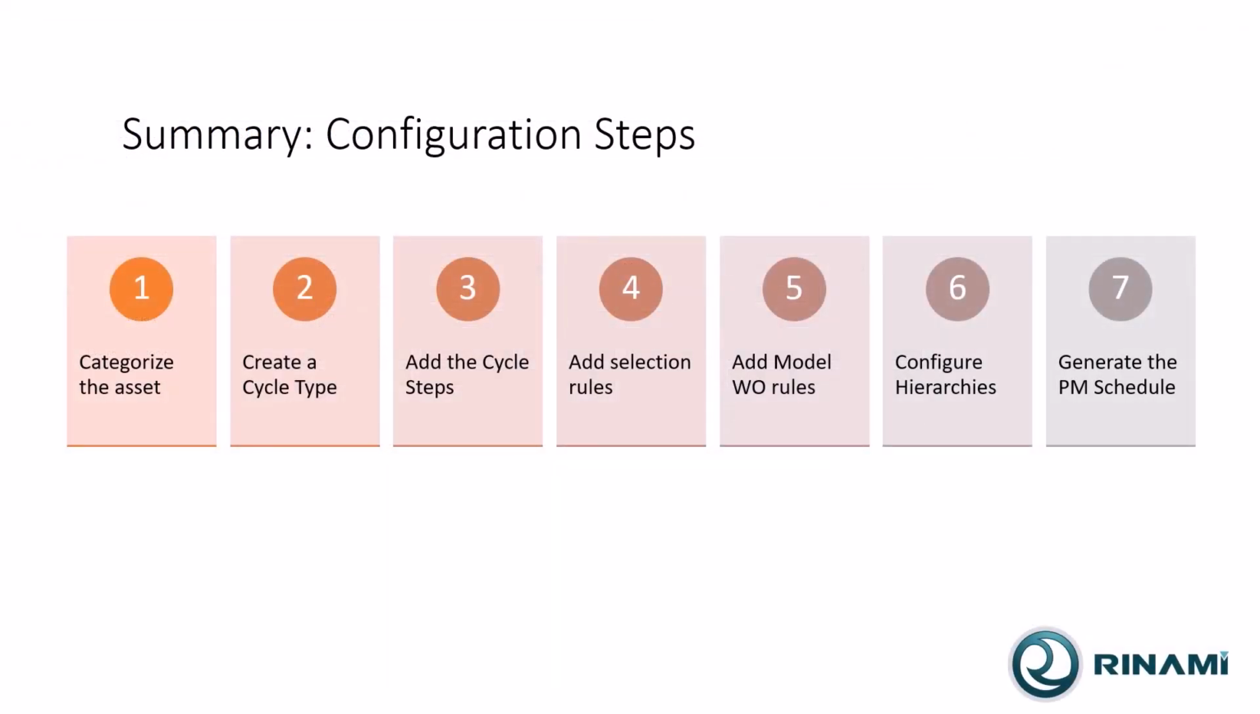So to summarise the configuration steps that we just completed, we firstly categorised the asset using the standard and extended categories for the asset. We then created a cycle type to model the asset's service cycle. We added 4 steps to the cycle and configured their priorities. We added selection rules used to generate the list of services required for our asset. We also configured rules to select a model work order for servicing our asset. We created hierarchies that prioritise the attribute combinations that should be used to match selection rules and model work orders to our asset.